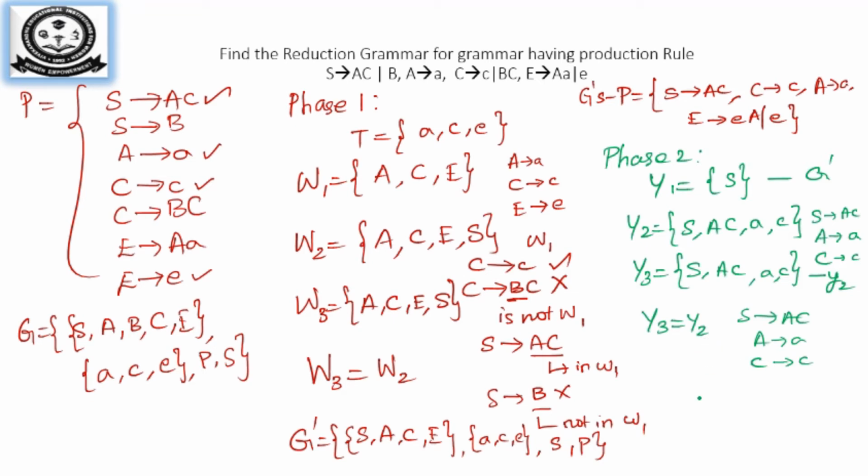Now we will write the context-free grammar, which is the reduced grammar G dash, which will be equal to S, A and C alone. Then the terminal symbols will be A and C.